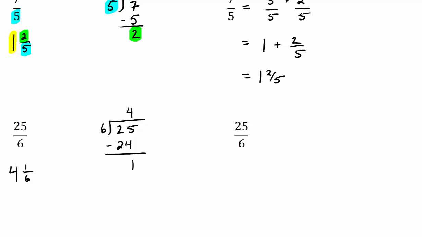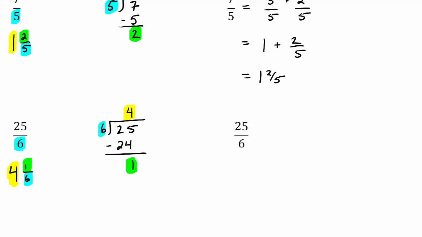Again, showing where each of the numbers comes from. The whole number, or the answer to the division, the quotient, is going to be there. The remainder of 1 is going to be that numerator. And finally, whatever my original denominator was, which is what I did the division by, is still my denominator in my mixed number.